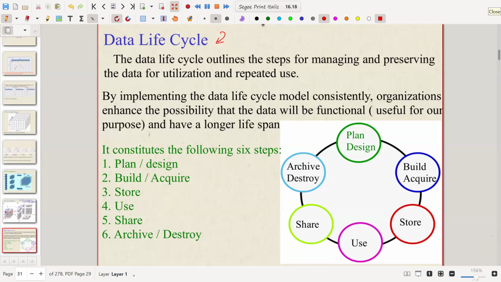Okay. Can you tell me, before going through this, what we should do first? Yeah. But before that, before acquiring the data set, you should plan.